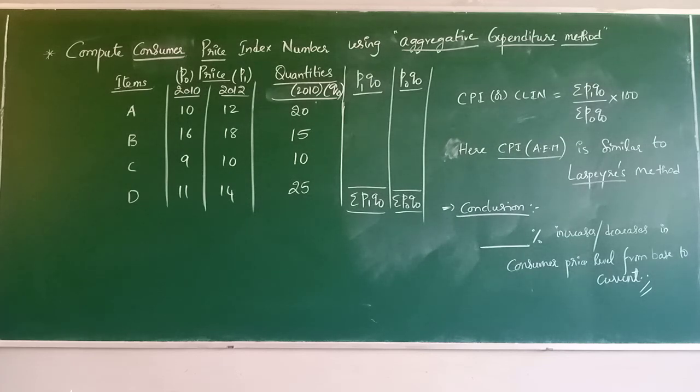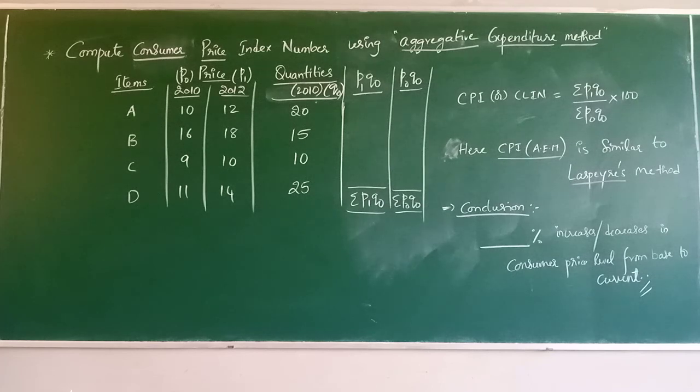After finding the totals of P1 Q naught and P naught Q naught, substitute in the known formula, and you will get the value. Afterwards, you have to write the conclusion, how much percentage is increased or decreased in the consumer's price level from base to current. Clear? So this is the aggregative expenditure method.